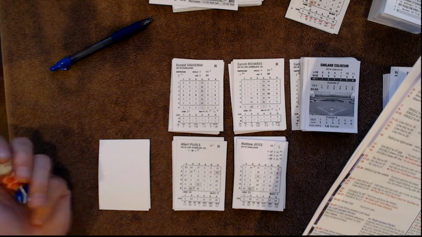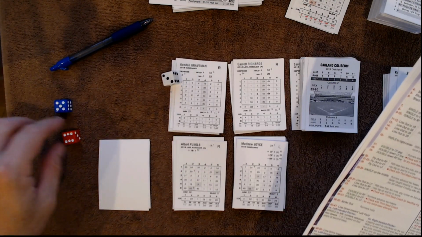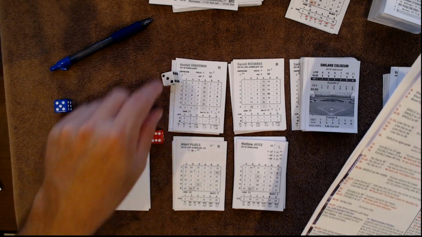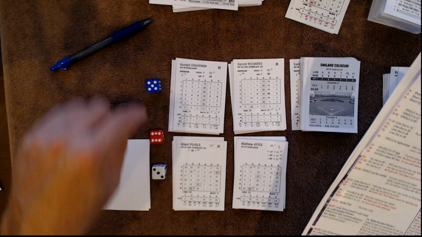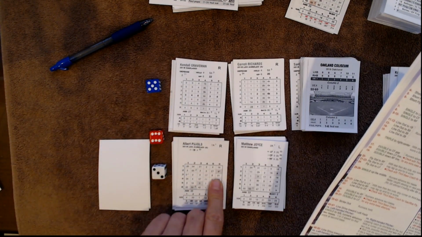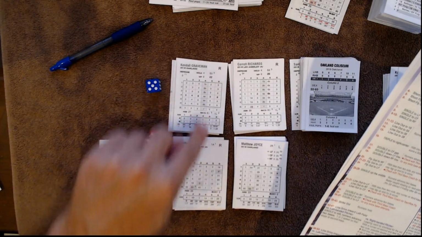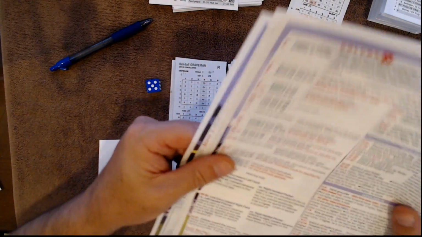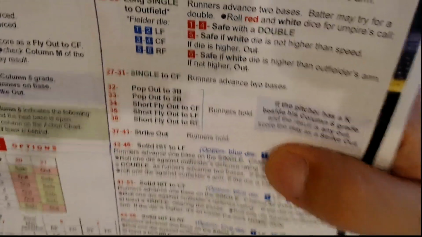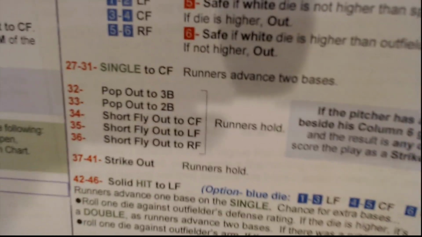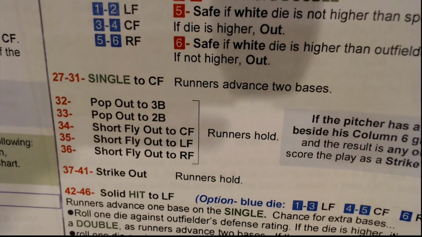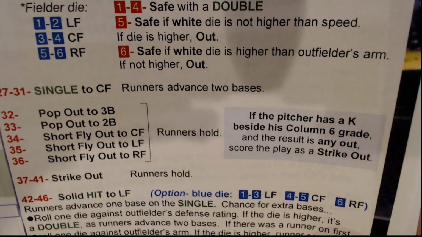So Kendall Graveman, two away, runner at second. And we're on column 6, power, 3, and a 5. So 6-3 is a 31, and a 6-5 is a 5. So 31 and 5, 36 on column 6. So 36 on column 6 is a short fly out to right fielder.